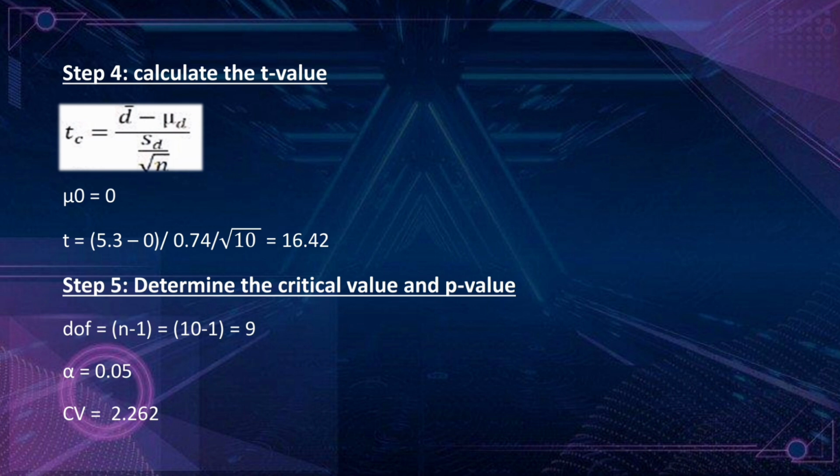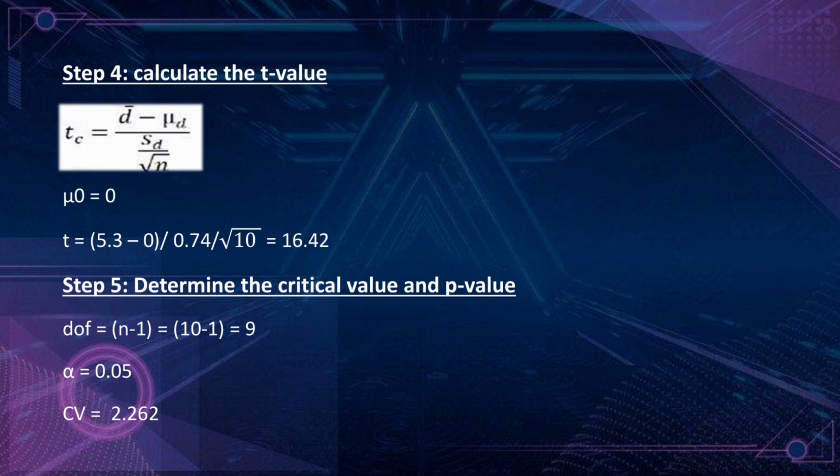In the fourth step, we calculate the t-value. For calculating the t-value, we use the formula t is equal to d bar minus mu divided by standard deviation by root n. Here mu is 0. By substituting the mean, standard deviation, mu and n in this formula, t is equal to 5.3 minus 0 divided by 0.74 divided by root 10, and we get the t-value as 16.42.